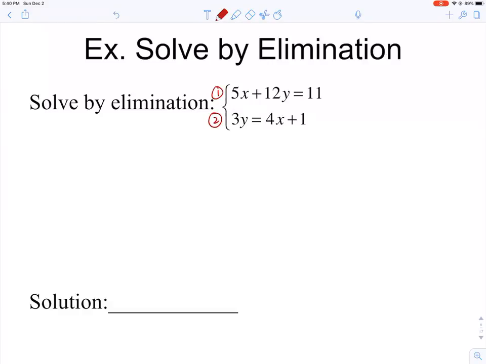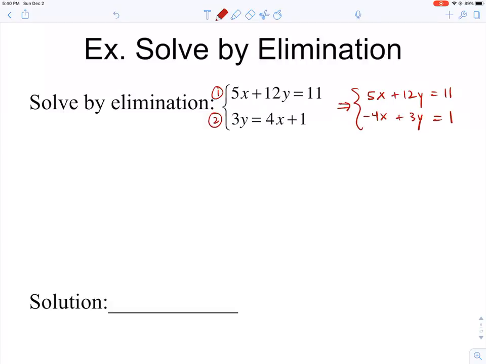So in the second equation, I'm going to subtract 4x from each side to rewrite the system. The first equation will stay the same. The second equation will be -4x plus 3y equals 1 once I subtract 4x from each side.